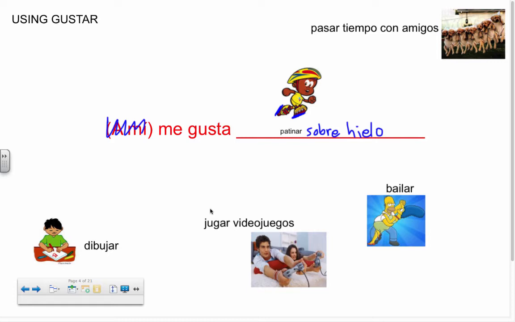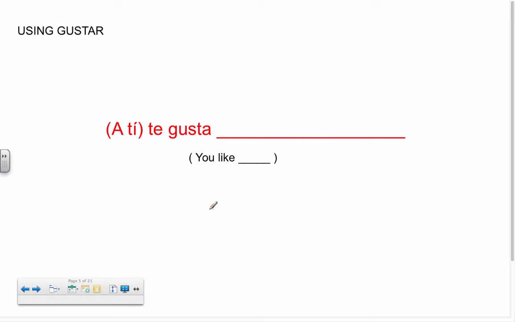Okay? Now, another important phrase, besides me gusta, to know, is te gusta, or a ti te gusta. And this same exact thing, all we're changing here is the a ti and te. It means you like. And just like before, this part here is optional. And aquí vamos a poner los verbos.